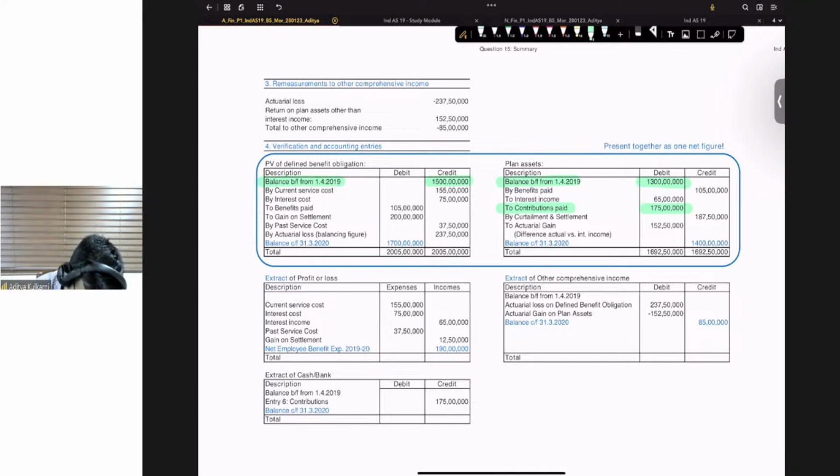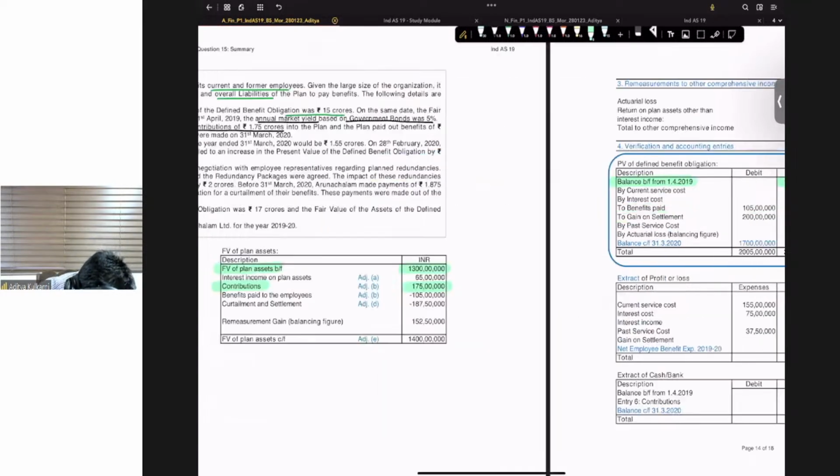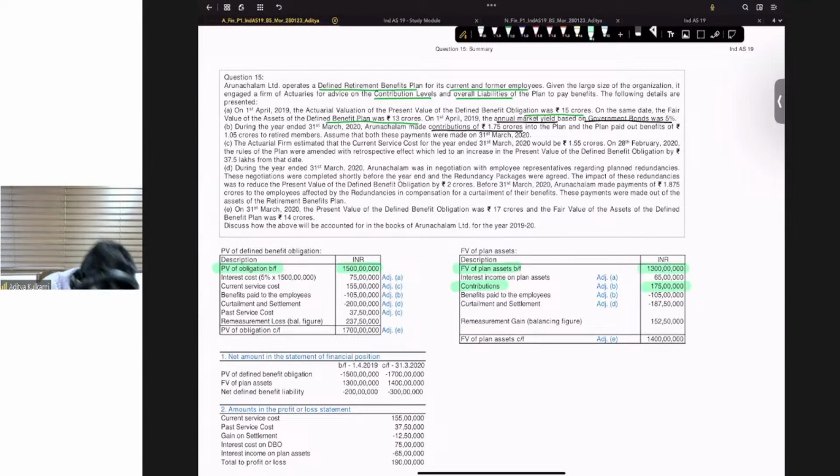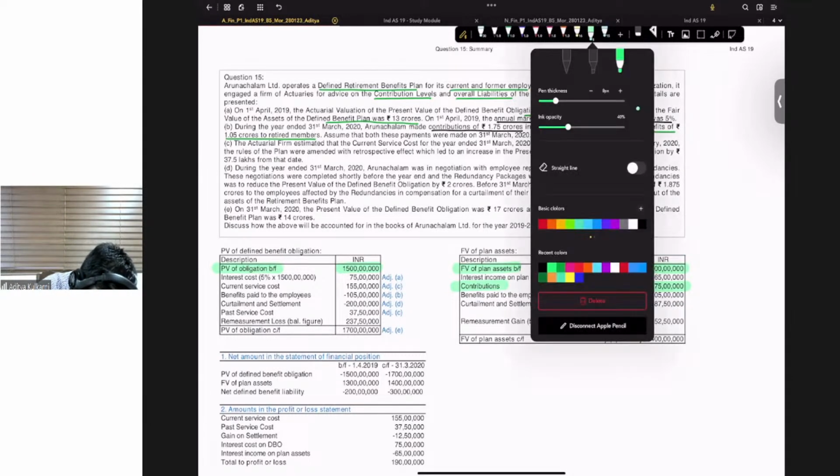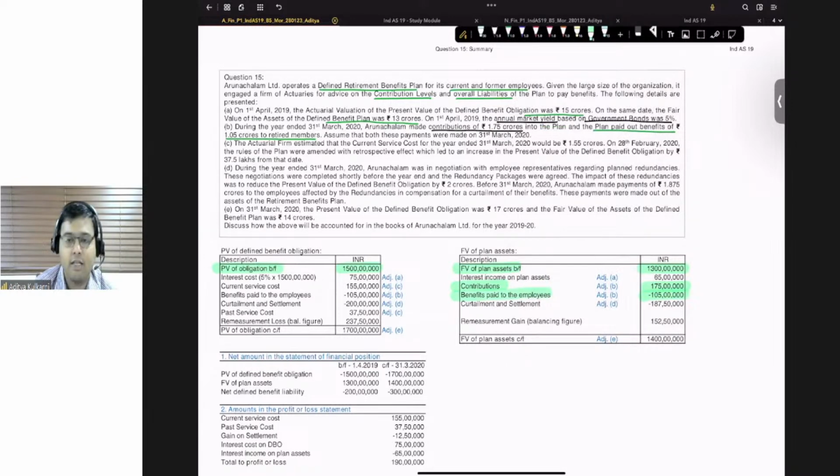Next, let us read. The plan paid out benefits of 1.05 crores to retired members. So plan paid out benefits means what? I am drawing 1.05 crore from the asset and paying it out towards the obligations. That means my obligation is coming down and my assets are also coming down. 1.05 crore is reduced in the form of benefits paid to employees because I have to draw the money from the fund, and the liability also is going down by 1.05 crore.